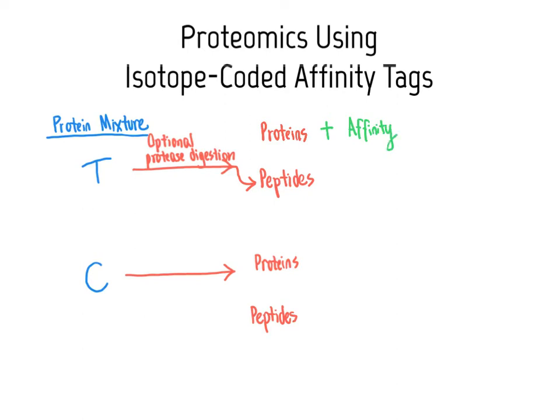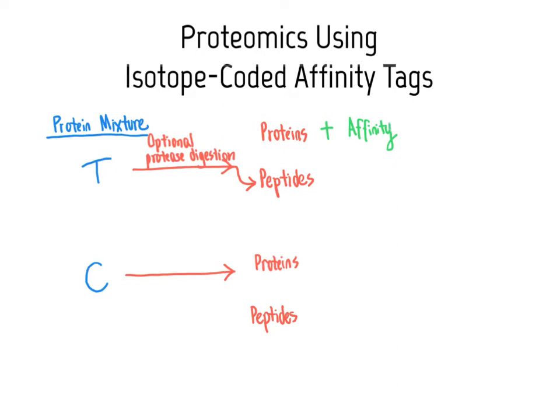The affinity portion is a portion of the molecule that will later on in this workflow facilitate us in separating the proteins or the peptides from other biomolecules that are present in the cell for analysis by mass spectrometry. So the affinity tag will help us simplify the mixture of different compounds and proteins, lipids, etc. from the cell at a later step. So we have our affinity tag.